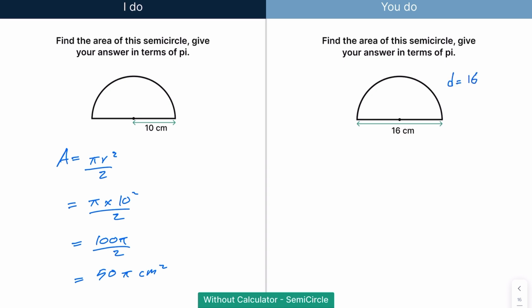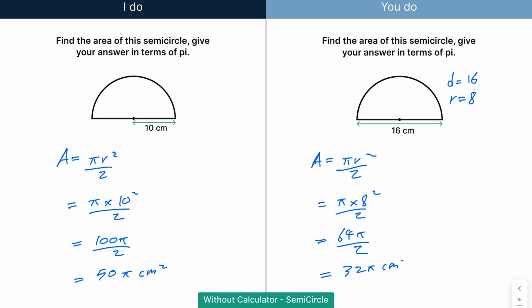And again here, hopefully you've pressed pause and had a go. So we have a diameter of 16, we get the radius as 8. So area of a circle is pi r squared. Because it's a semicircle, we half that. So that then becomes pi times 8 squared over 2. 8 squared is 64, so 64 pi over 2, which can be written as 32 pi centimeters squared.